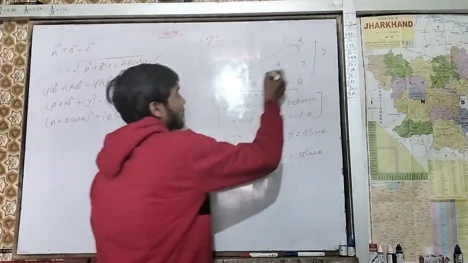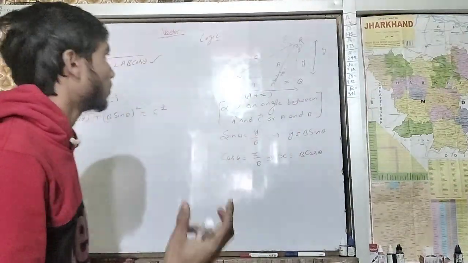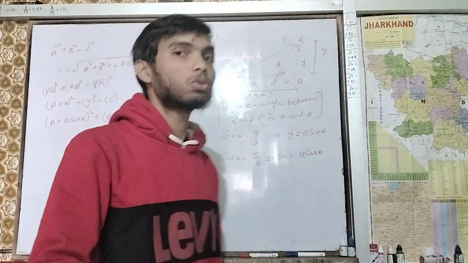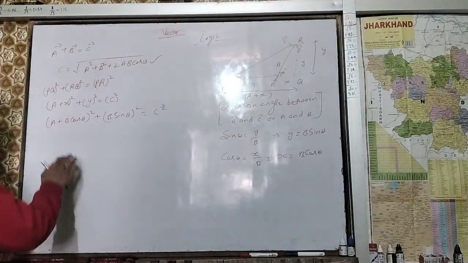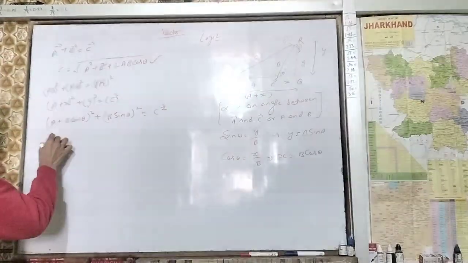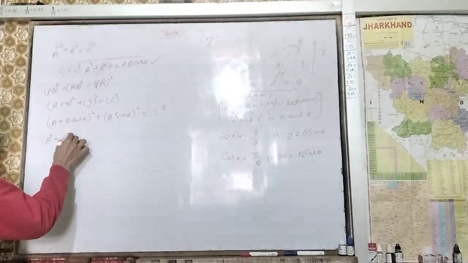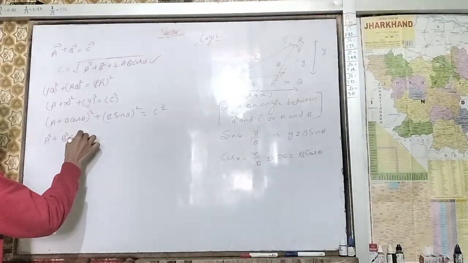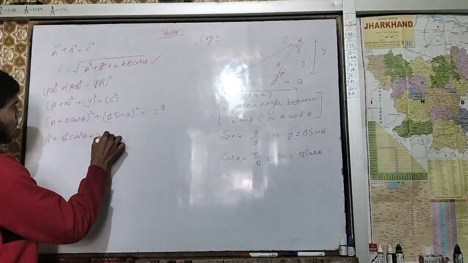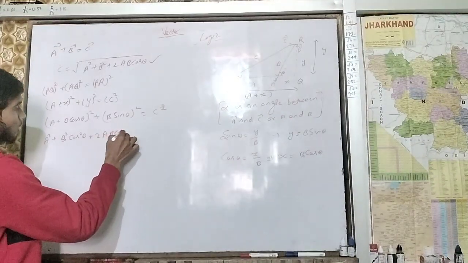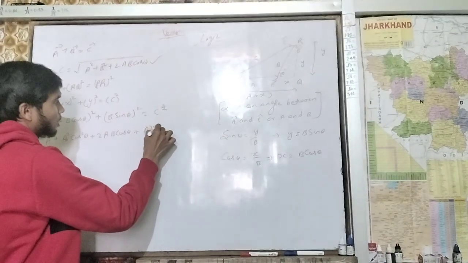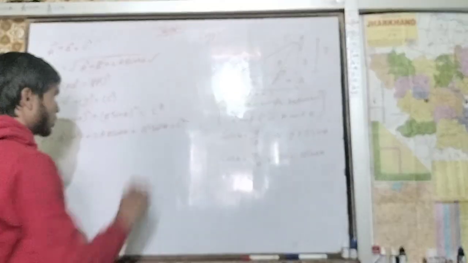Remember, we are using this a, b, c because we only want magnitude, not direction. So we ignore direction by using mod. Now we can use our algebraic formula, (a plus b) square, so a square plus b square, plus 2ab cos theta. Now b square sin square theta is equal to c square.